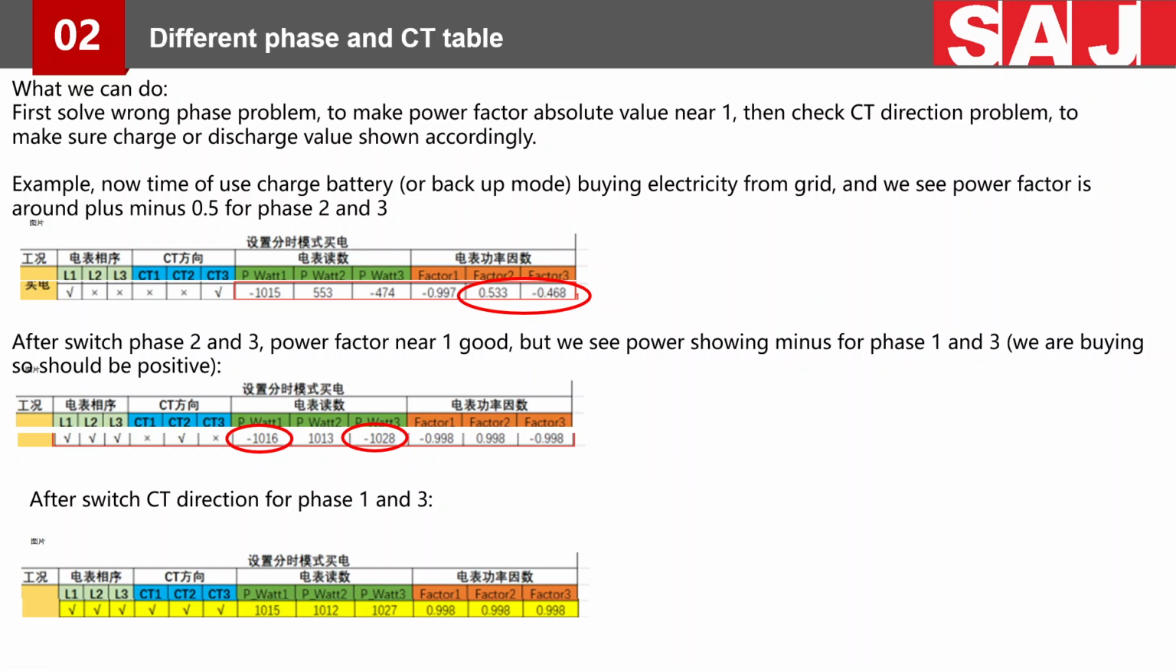To sum up, in the beginning, we see the power factor is too small, 0.5, 0.4, and we have to change the phases between phase 2 and phase 3 so that they are near 1. And after we change, because it's charging, minus is wrong, so we should change the CT direction. Now it's all good.